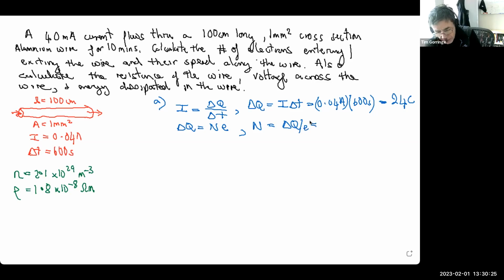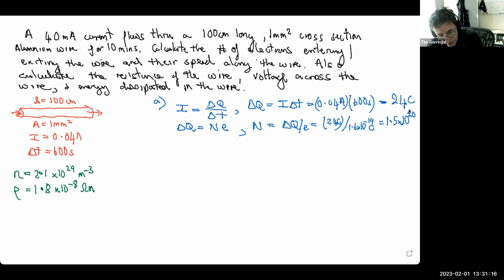And if I compute that quantity, I'm going to have 24 coulombs divided by 1.6 times 10 to the minus 19, that's the size of the charge of an electron. And if we calculate that number, I got 1.5 times 10 to the power 20. That's the number of electrons flowing down the wire in that time period of 10 minutes.